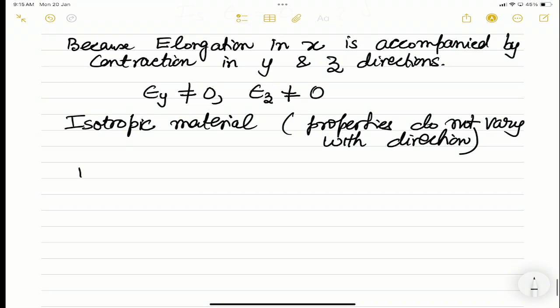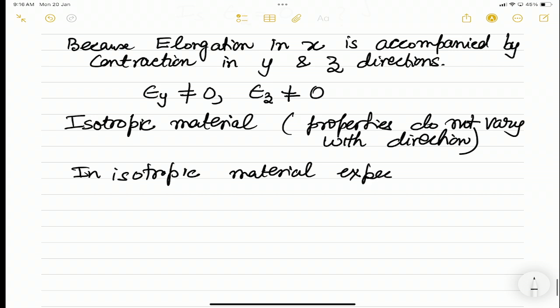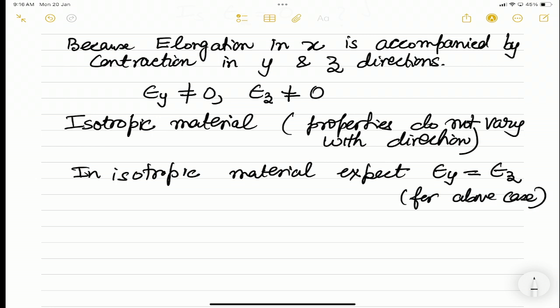So in an isotropic material, we expect epsilon y is equal to epsilon z for the above case. And what you will find is epsilon y is equal to epsilon z, and generally this will be less than 0.